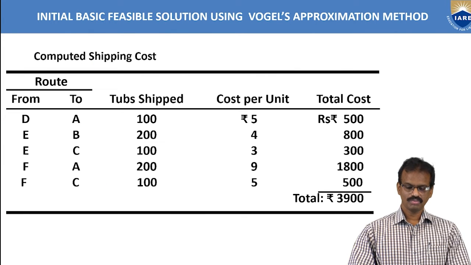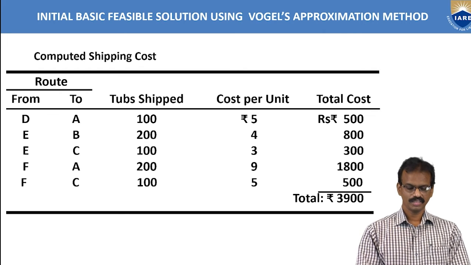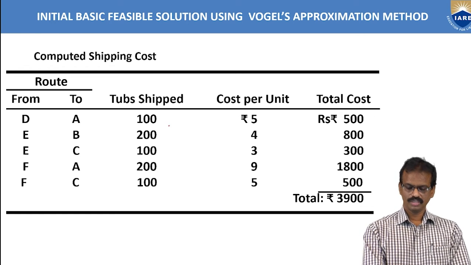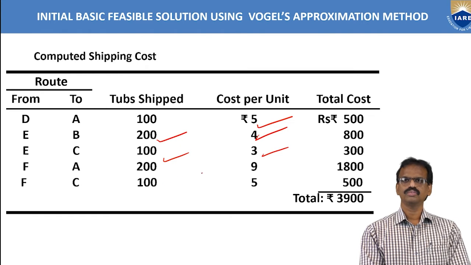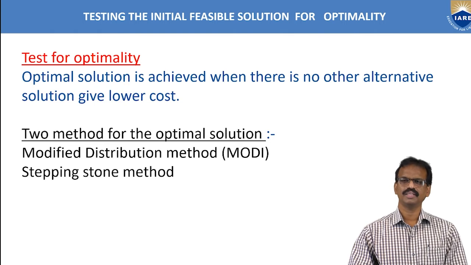So we can compute the shipping cost here. Just like D2A is equal to 100. So 100 into 5, 200 into 4, 100 into 3. So 200 into, this is the value. You can add that one also.